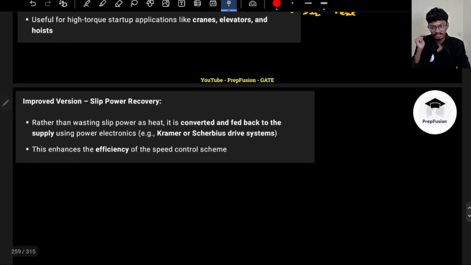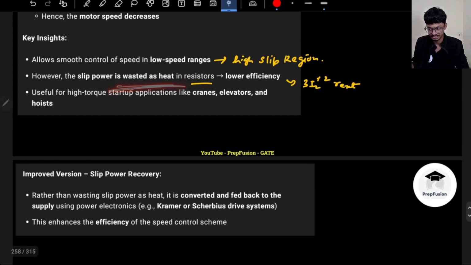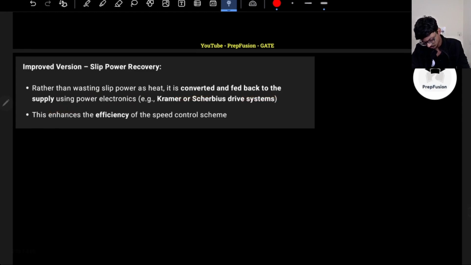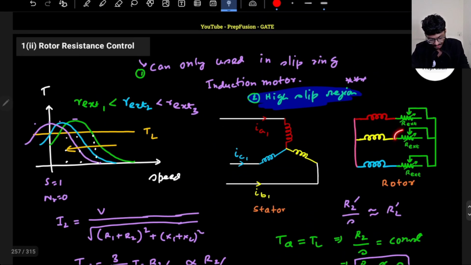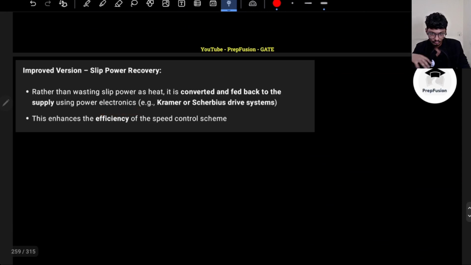There is a bit of an improved scheme because we don't want this power to get wasted. Rather than wasting the slip power as heat, it is converted and fed back to the supply using power electronics. We connect a load that is not a resistor but a power electronic load that can change the current and voltage. So we do not dissipate the energy; whatever power that device takes is fed back to the supply.